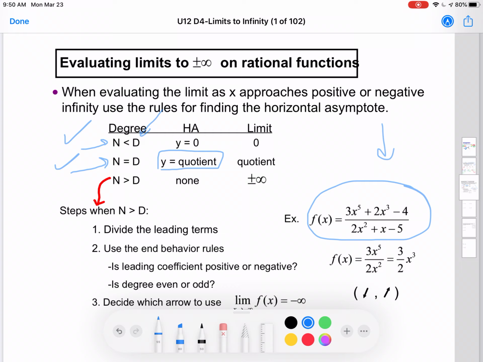What happens when n is greater than d? So we have a lot of steps here, as you can see. When n is greater than d, remember there's no horizontal asymptote. Now the answer is either going to be plus or minus infinity. So we're going to have to figure that out. It's going to be either one of them. And here's how we do it. So you divide the lead. I'm going to use this example right to the right. Let me just make a little bit more space.